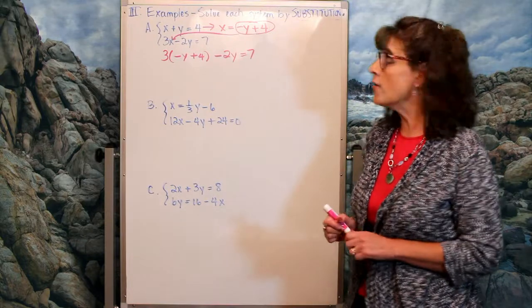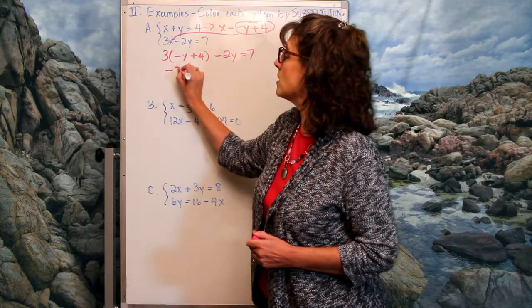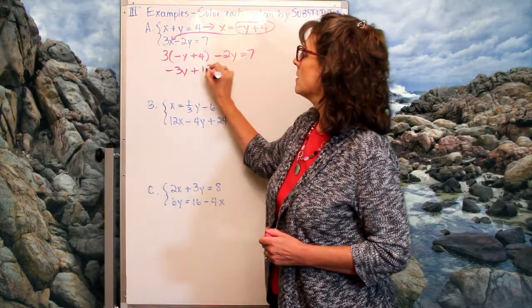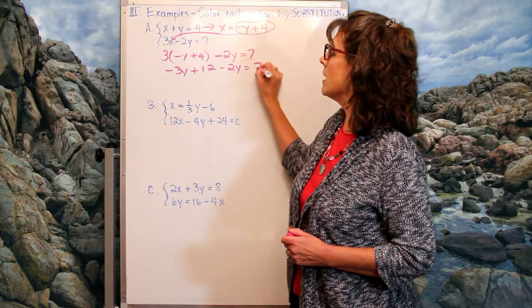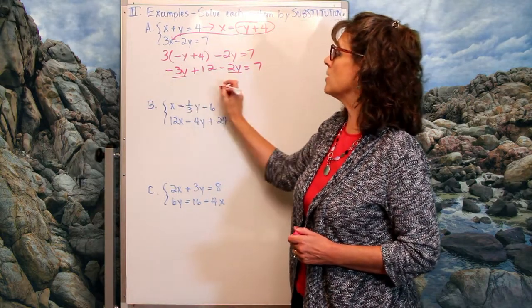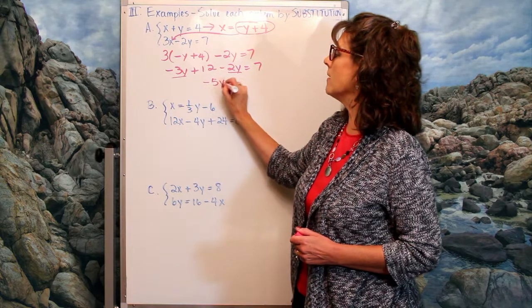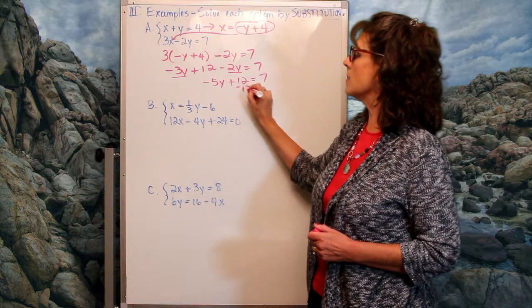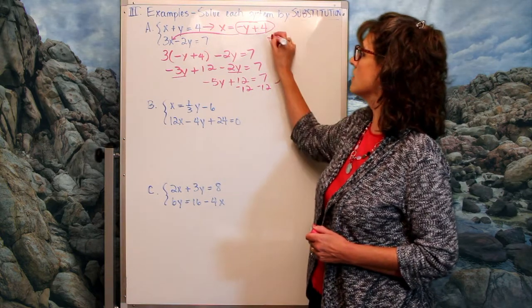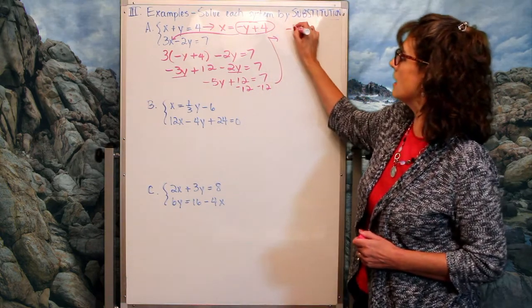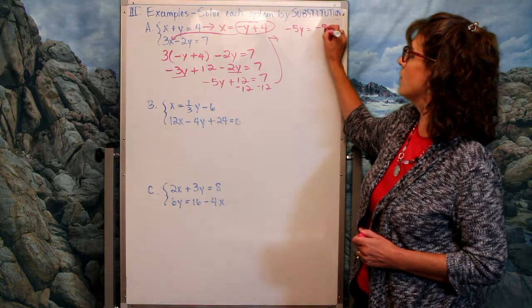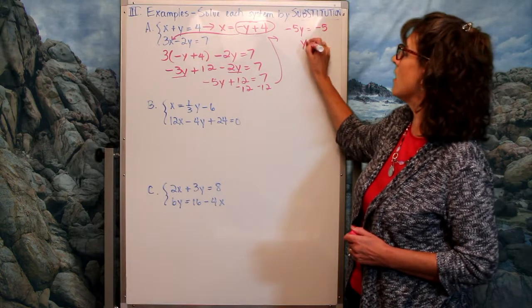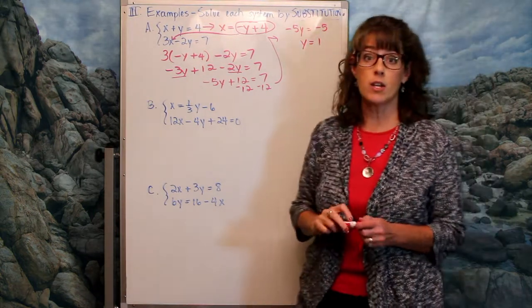So in order to solve for that one variable, I'm going to distribute my 3 through. And then I'm going to combine up my like terms. A negative 3y minus 2y will be a negative 5y. And then I'm going to slide all my constants over to the other side and subtract 12 from both sides. Now when I do that, I get a negative 5y equal to a negative 5, and I'm going to divide both sides by 5, giving me y equals 1.